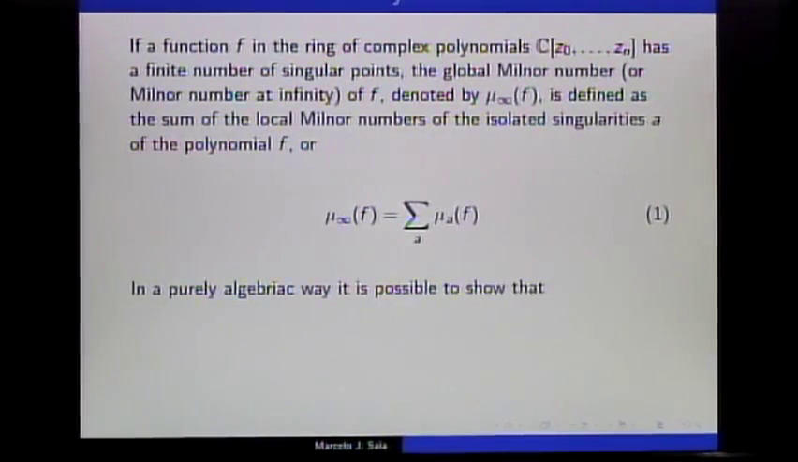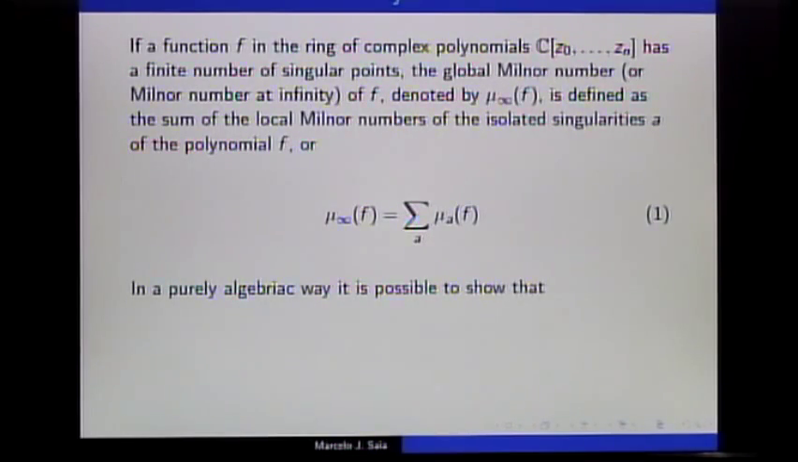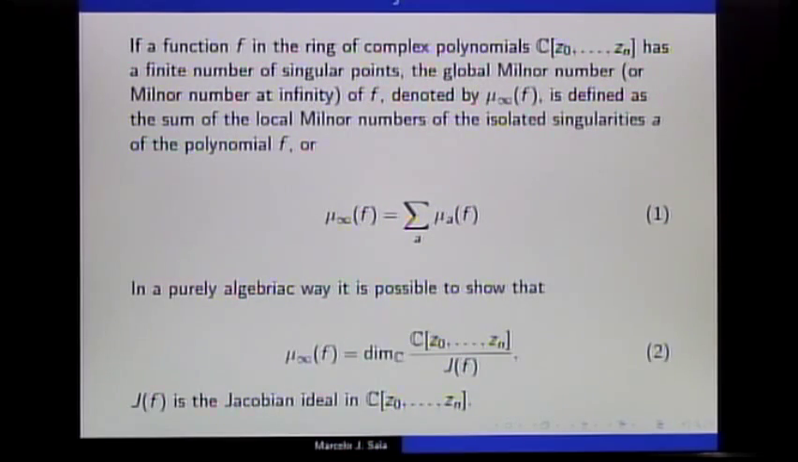In fact, we have an algebraic way to compute it, and from this algebraic way, we can easily deduce that we are looking at the Jacobian ideal in this ring of polynomials, computing the multiplicity, and we have this multiplicity as the sum of these multiplicities. Okay? This result comes from this sum.